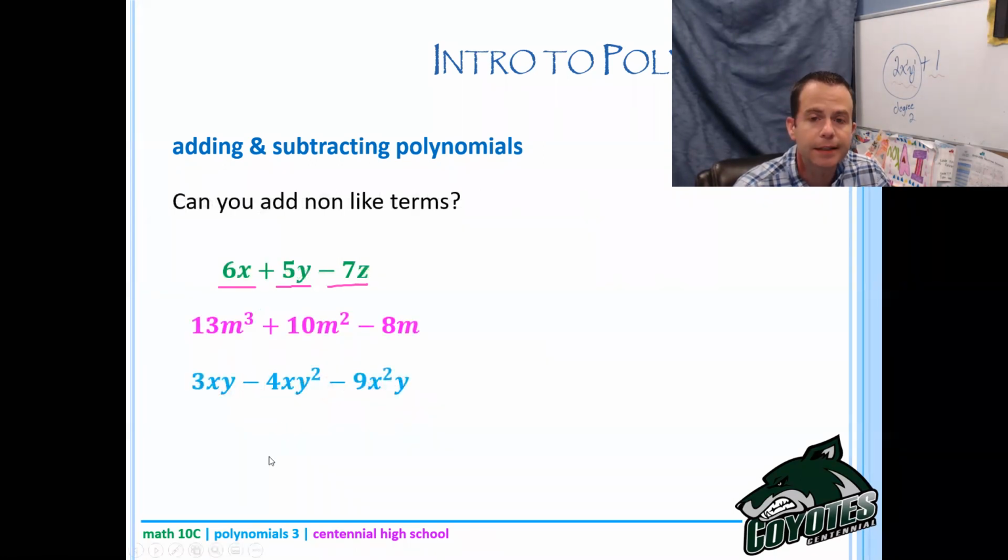Can we add non-like terms? So now I've got a 6x and a 5y and a minus 7z. There's nothing I can do with that. I cannot simplify that at all. Unlike terms cannot be put together.